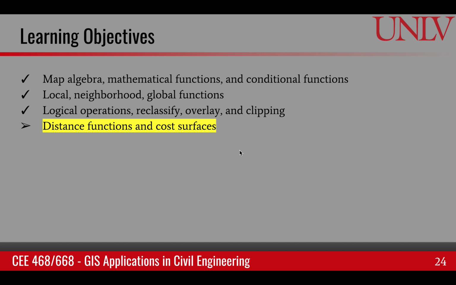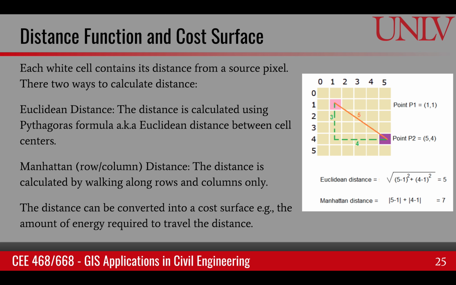The last learning objective of this module is about distance functions and cost surfaces. The distance function, as we discussed previously in spatial analysis, is a function that determines distance of pixels from a source. For example, if this is our raster image and the purple cell is our source, then the distance of the pink cell is the distance from the center of the source pixel to the center of the destination pixel. And this distance can be calculated in two ways.